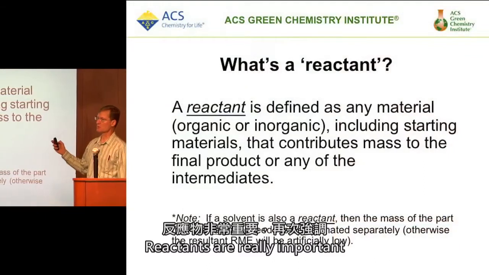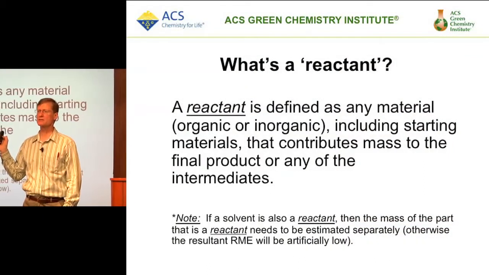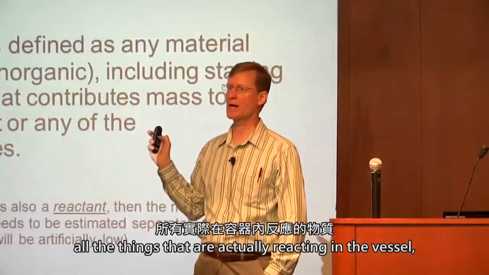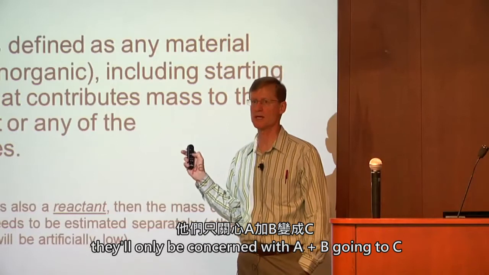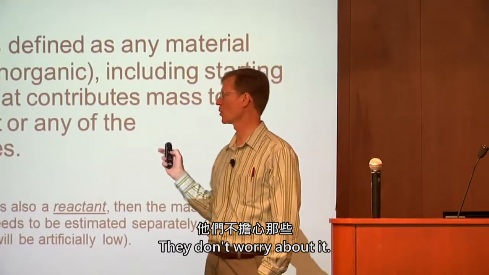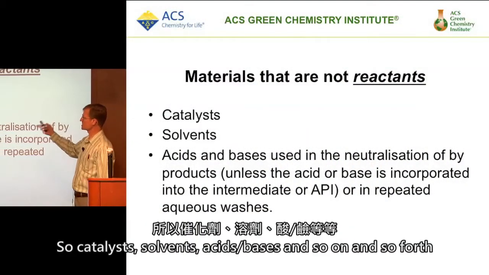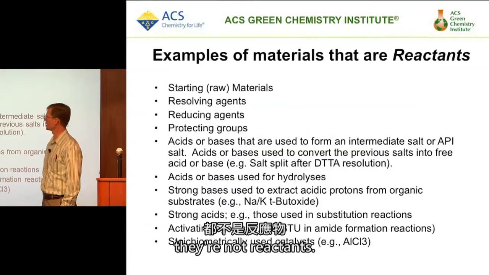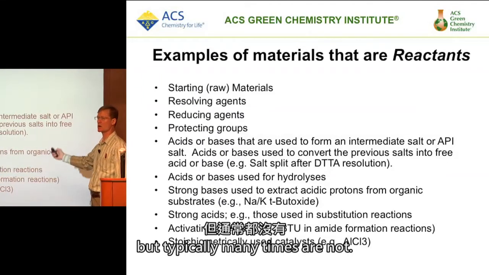And reactants are really important because, again, most chemists don't pay attention to reactants. All the things that are actually reacting in the vessel, they'll only be concerned with A plus B going to C, and everything else is free, right? They don't worry about it. So catalysts, solvents, acids, bases, so on and so forth, they're not reactants. Here are things that should be considered as reactants, but typically many times are not.